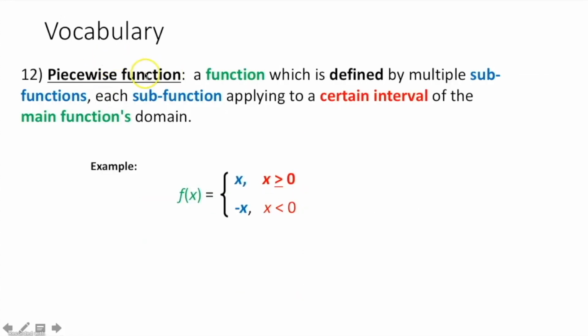A piecewise function is a function which is defined by multiple subfunctions, each subfunction applying to a certain interval of the main function's domain. So for a piecewise function, you have f of x equals, and then there are 2 or 3 or 4 different intervals on which the function equals different types of functions.